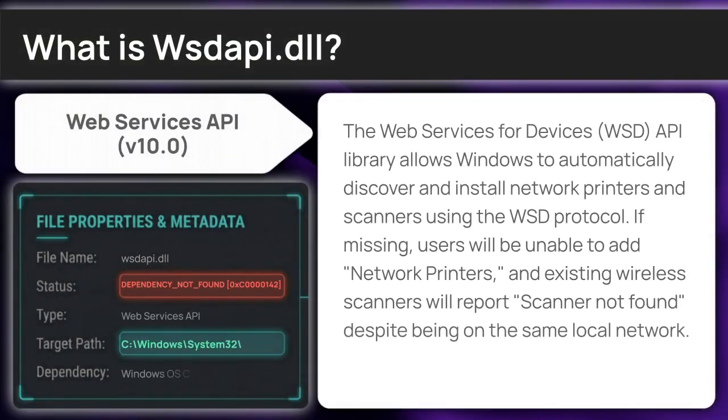The Web Services for Devices WSD API library allows Windows to automatically discover and install network printers and scanners using the WSD protocol. If missing, users will be unable to add network printers, and existing wireless scanners will report scanner not found, despite being on the same local network.